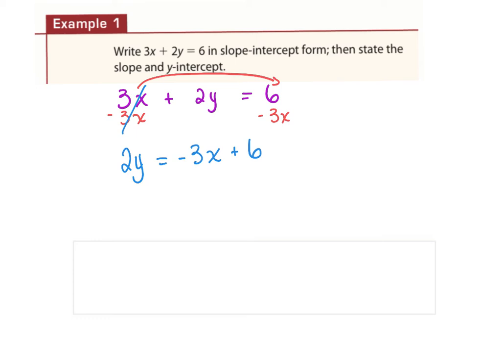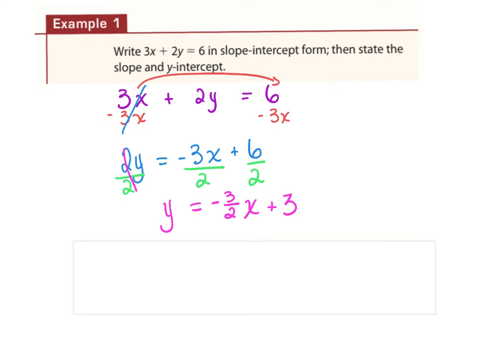What do I need to do to get the y completely by itself? I need to divide by 2, and I need to divide everything by 2. So I have to divide this by 2, this by 2, and that by 2. On the left-hand side, it does cancel out, and I now have the y completely by itself. On the right-hand side, negative 3 over 2 cannot reduce. If it could, I would reduce it. It cannot, so I'm going to leave that as a negative 3 halves times my x plus 6 over 2, which does reduce. It is 3.